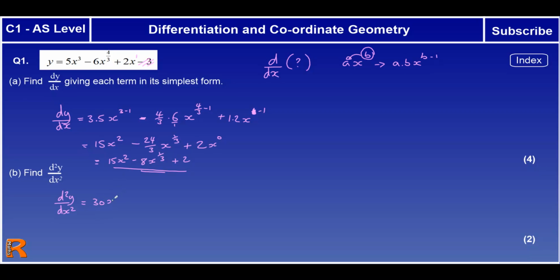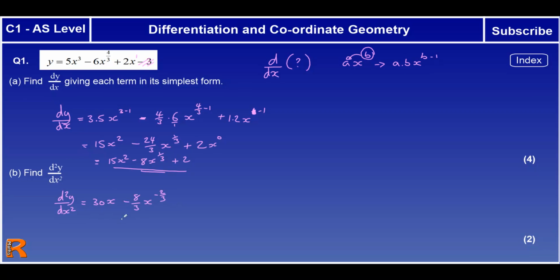When we reduce the power by 1, x to the power of 1 is just x. We take the third times by the 8, so we get 8 thirds. X to the power of, take 1 off a third, can be quite tricky, but if you take a third off you get 0, then 2 more thirds to get minus 2 thirds, and then again the constant term disappears. So it's just 30x minus 8 thirds x to the minus 2 thirds.